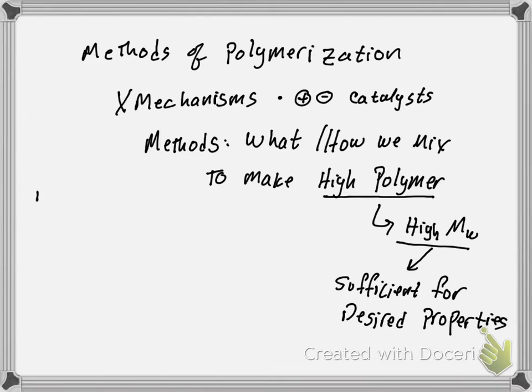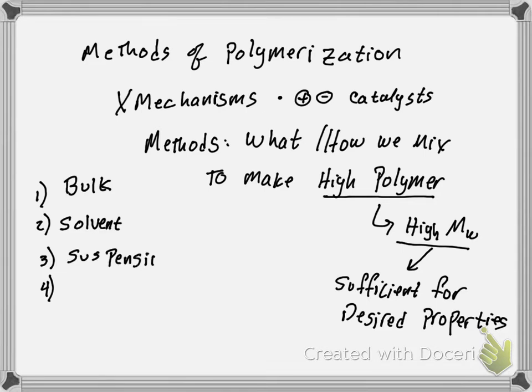There are four principal modes of polymerization. Four principal methods. We're going to talk about them all in turn. Bulk, solvent. The third one is suspension. And the fourth one is emulsion. All right? Now, let's just go through these in order. Bulk polymerization.